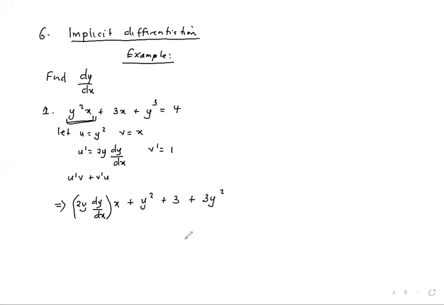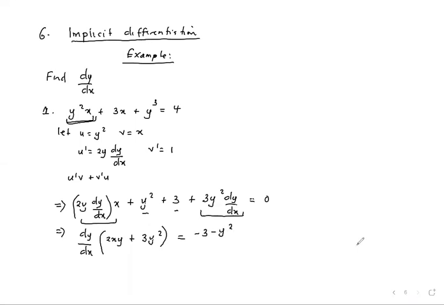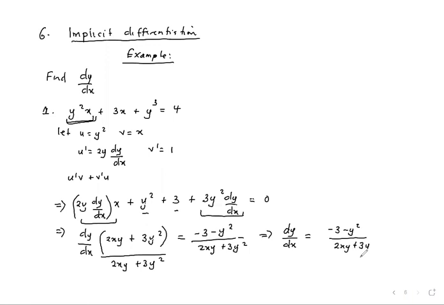But we are supposed to differentiate this y with respect to x, so we just say dy dx. Derivative of a constant is 0. The question is asking us to find dy dx, so you factor out dy dx. Here we remain with 2xy plus 3y squared. And then we take this and that to the other side, so they will go as -3 minus y squared. Divide by 2xy plus 3y squared. This implies that our dy dx is equal to -3 minus y squared over 2xy plus 3y squared. That is our derivative.